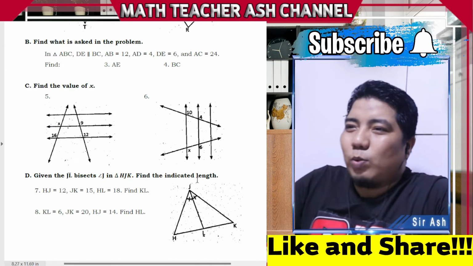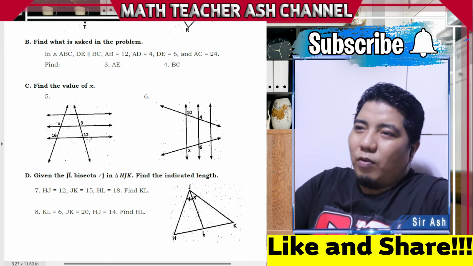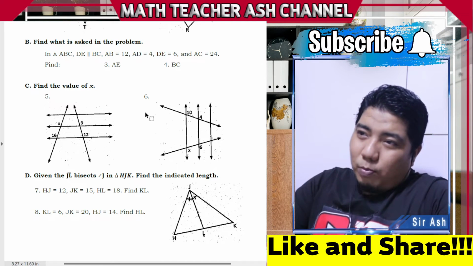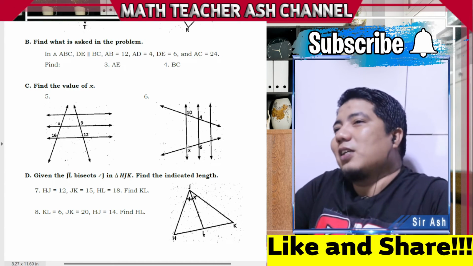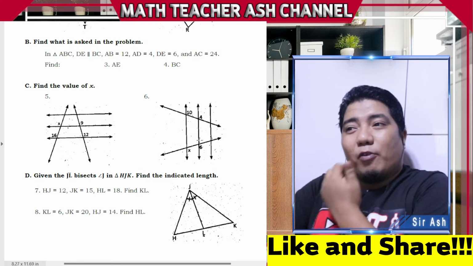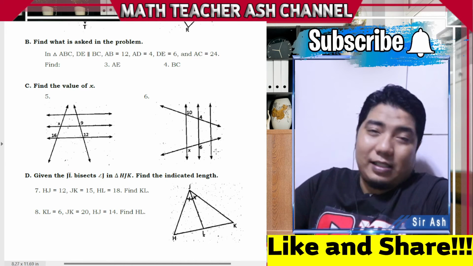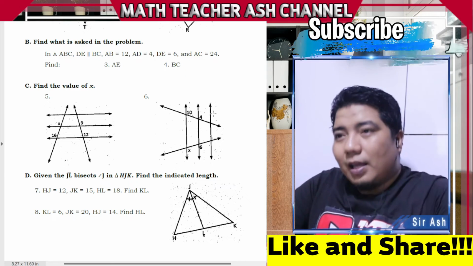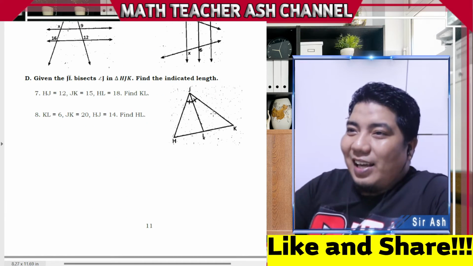Alright! Next, what is the value of x? So ito, x over 9 is equal to 16 over 12. So you could cross multiply them. 9 times 16, then divided by 12. The answer is x. Alright, how about here? The same, 4 over 6 is equal to 10 over x. 6 times 10 is 60 divided by 4. And that is the answer. That's 15.